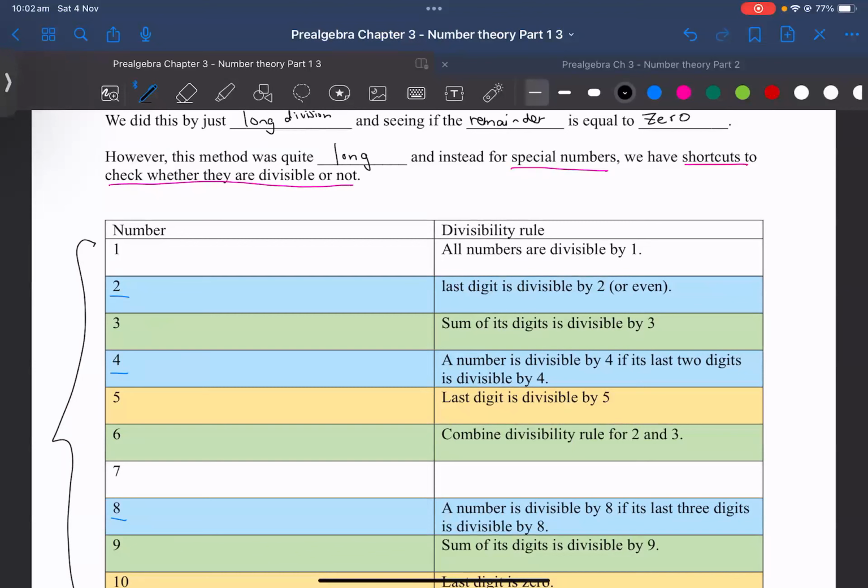Even more specifically, you can just check the last digit for even. For example, if I give you a really long number like 3,471,857,654,2, is that divisible by 2?